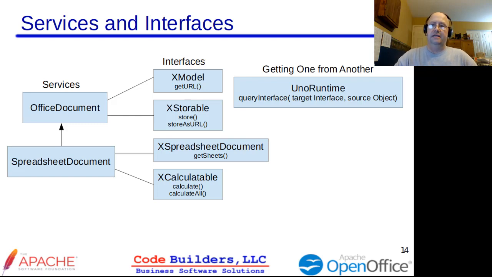So instead of the Office document service shown here, we'll use XModel or XStorable. And interfaces have an X prefix to distinguish them from services. So the spreadsheet document inherits from the Office document, and so inherits its interfaces as well. Unlike in Java, where we might use the new keyword to instantiate an object, in UNO we use the static UnoRuntime queryInterface method to get the interface using the service object.